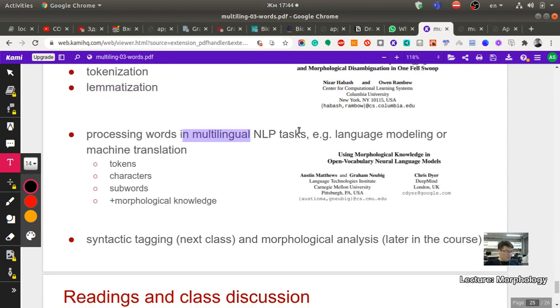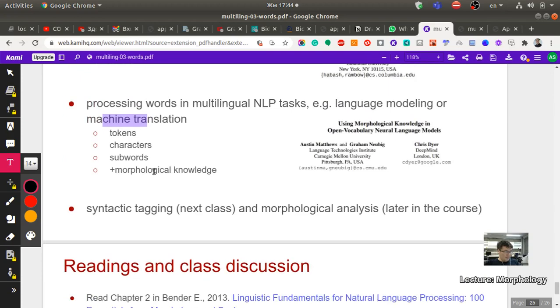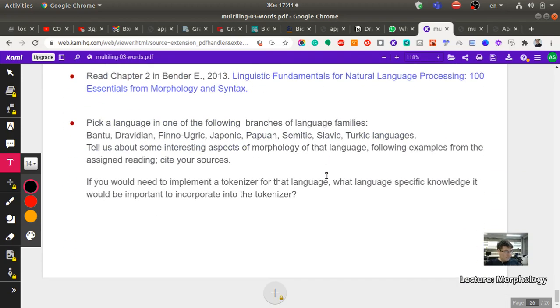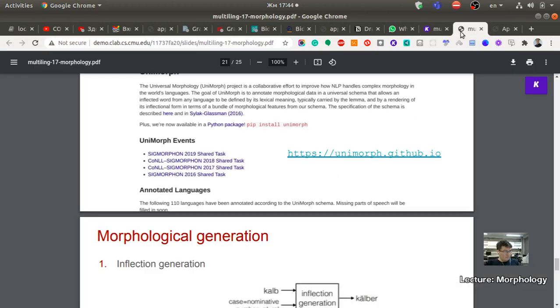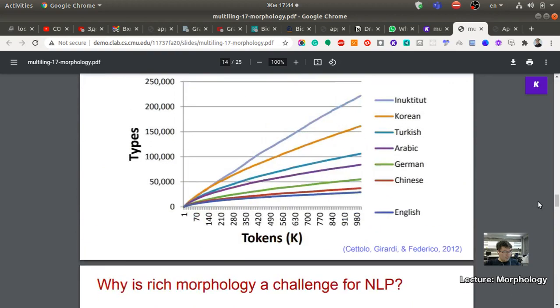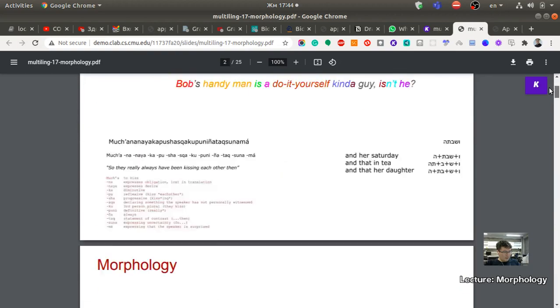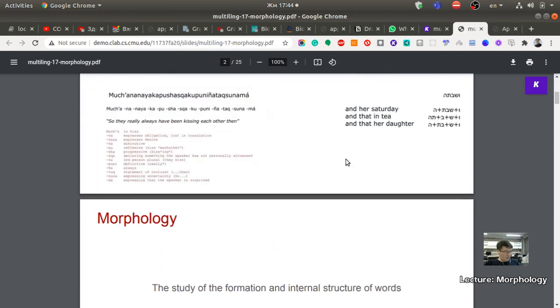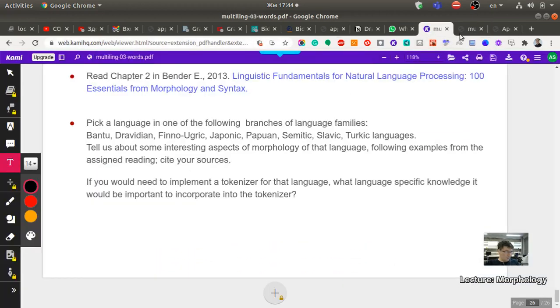Processing words in multilingual NLP tasks, for example language modeling and machine translation. It's also useful for syntactic tagging and morphological analysis. Okay, so let's continue. Morphological analysis, and actually this is the third topic and seventh sentence.